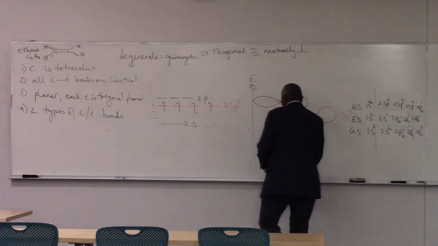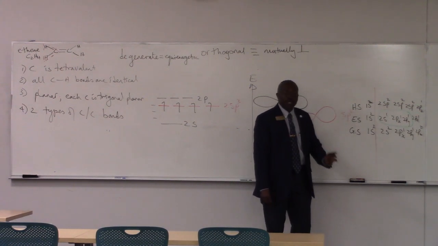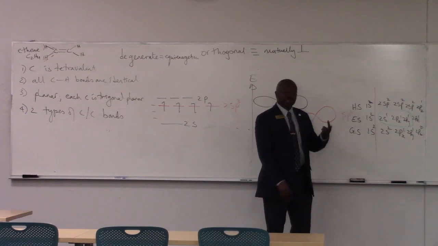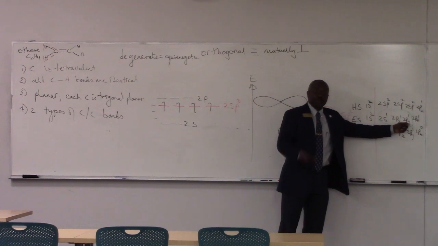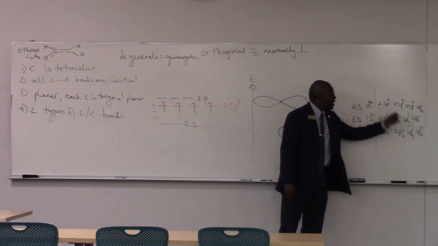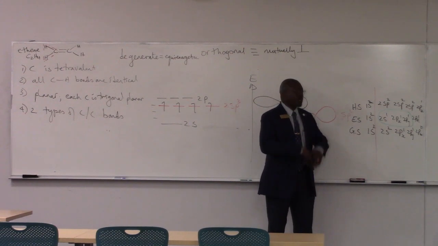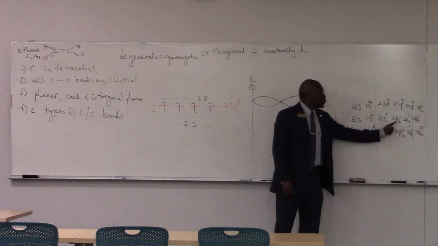Okay, let's detail how we get these. First of all, how many orbitals am I interacting? The answer is 3: an s and two p's. So I put in 3, I must get 3 out. 1, 2, 3, 1, 2, 3. Okay, great. What's the composition? One part s, two parts p.